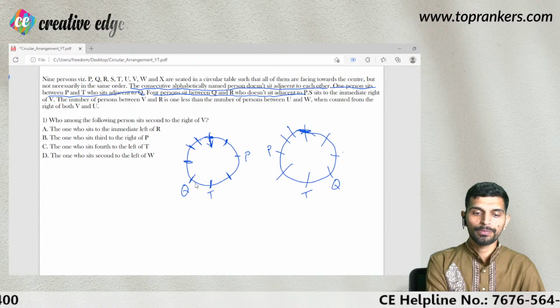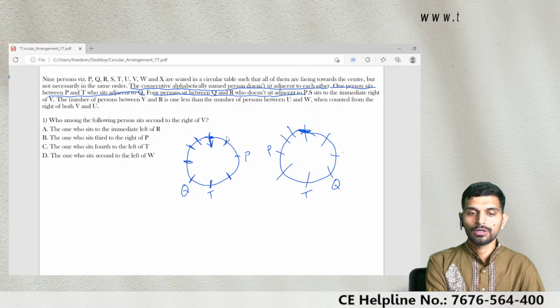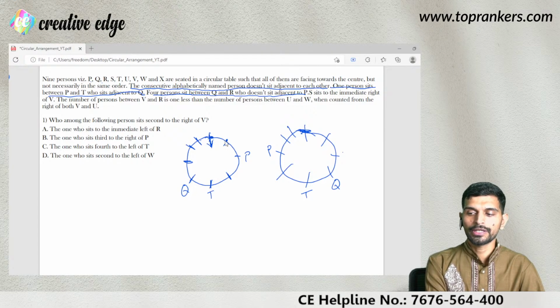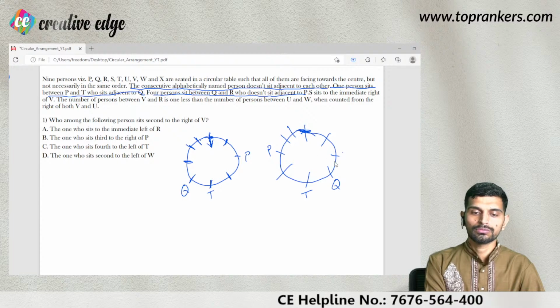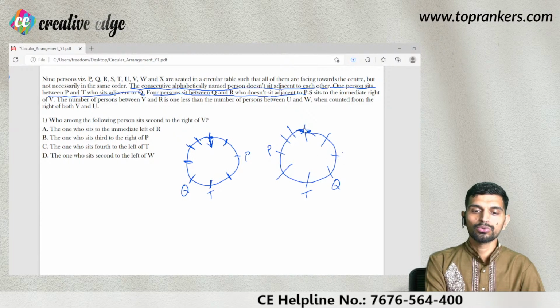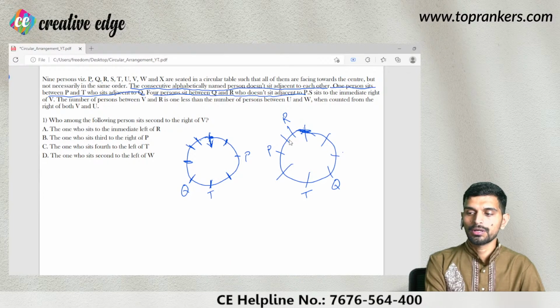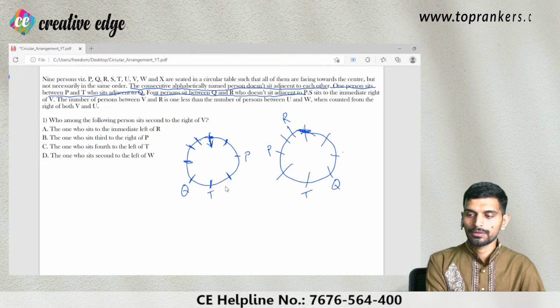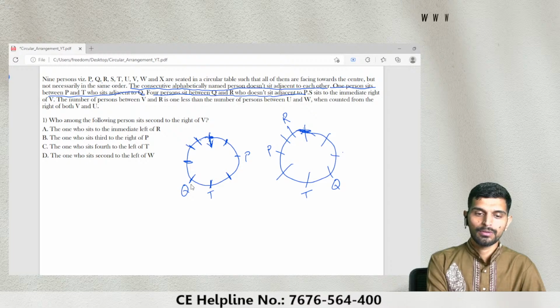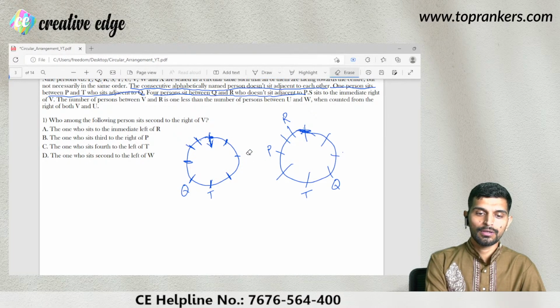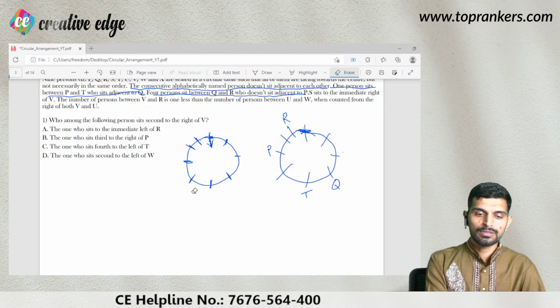Right? There are four people. One, two, three, four. And R is not adjacent to P. One, two, three, four. In this manner, this is correct. And in this manner, here, left way, in this manner, we have to be careful.